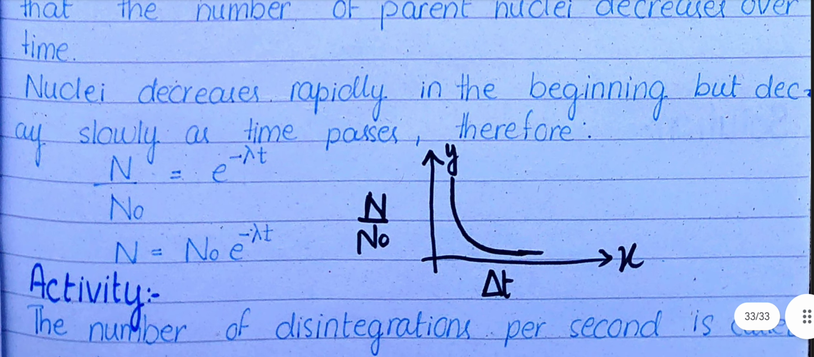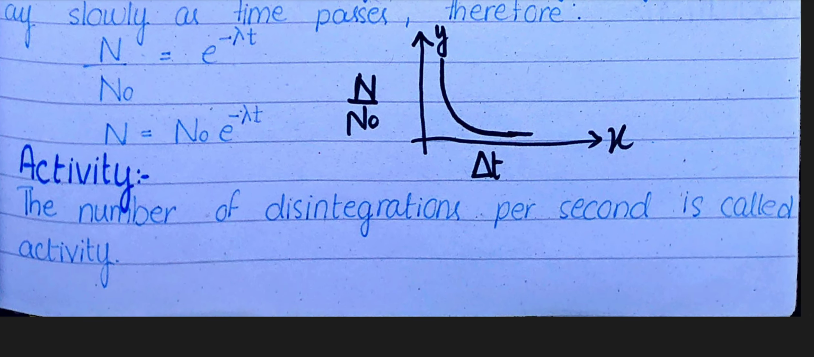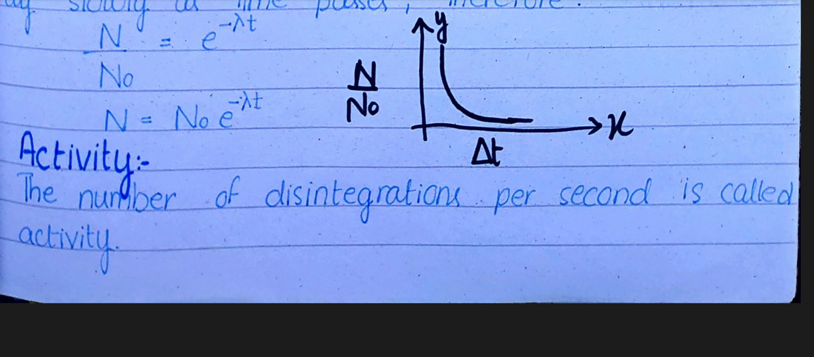Therefore, N upon N naught is equal to e exponent minus lambda t. N is equal to N naught e exponent minus lambda t. Activity: the number of disintegrations per second is called activity.